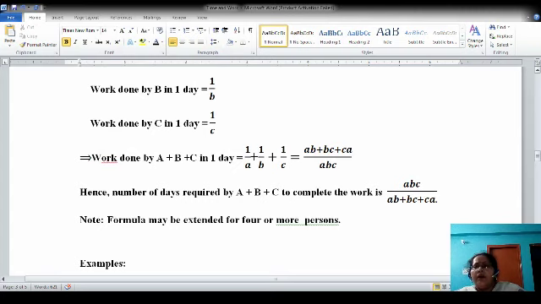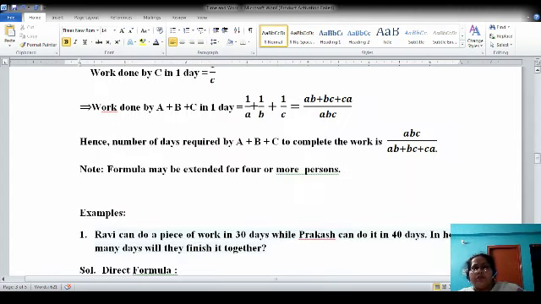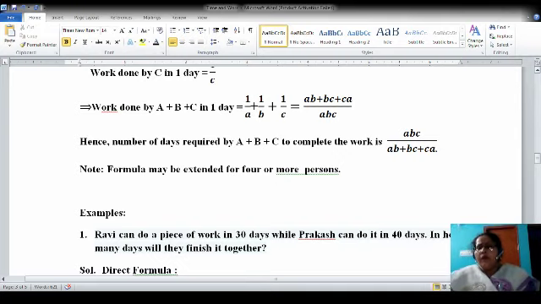Okay, so now let us come to a problem quickly. Ravi can do a piece of work in 30 days while Prakash can do it in 40 days. So now your two persons A and B are Ravi and Prakash, and the number of days small a and small b are 30 and 40. We have to find the number of days required by them to finish the work together, and we can do it both ways.